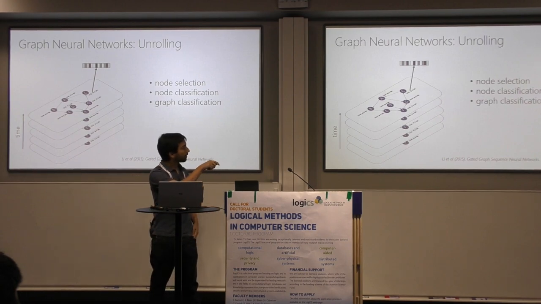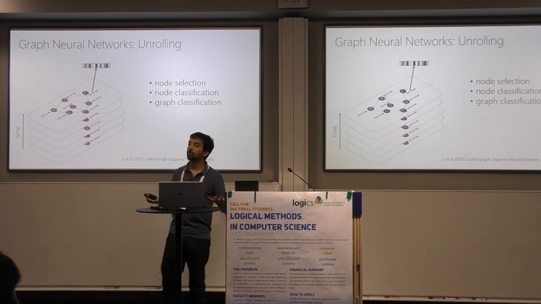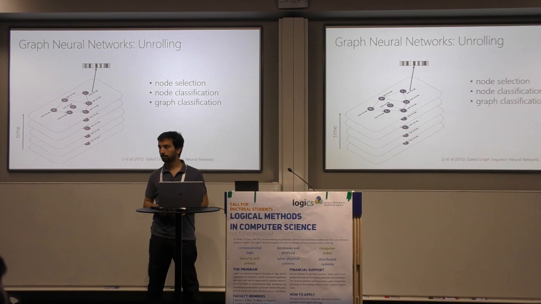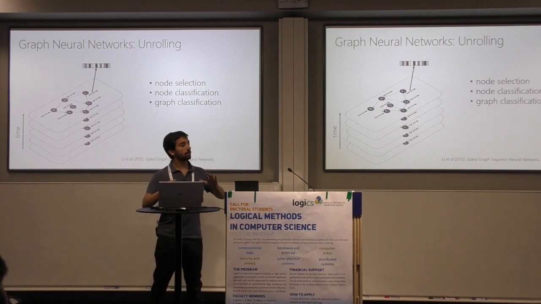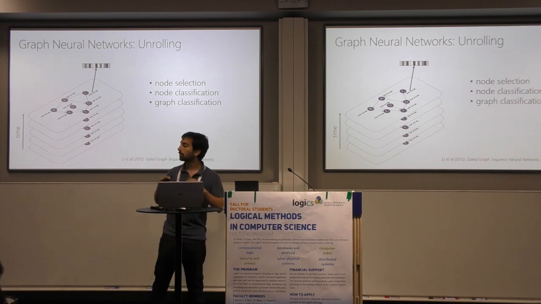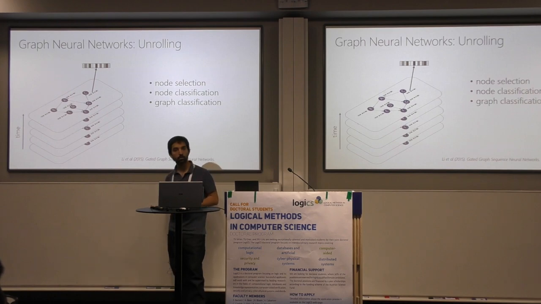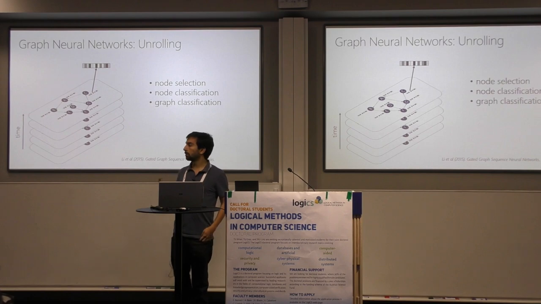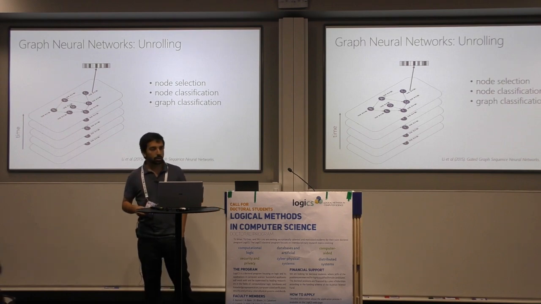You can aggregate the embeddings that you got out of the graph and do some form of summarization of the graph, or you can do things like node selection and so on. So this is kind of a really fast introduction to graph neural networks. And the reason we're interested in them is we want to represent code as graphs. So how do we do that?